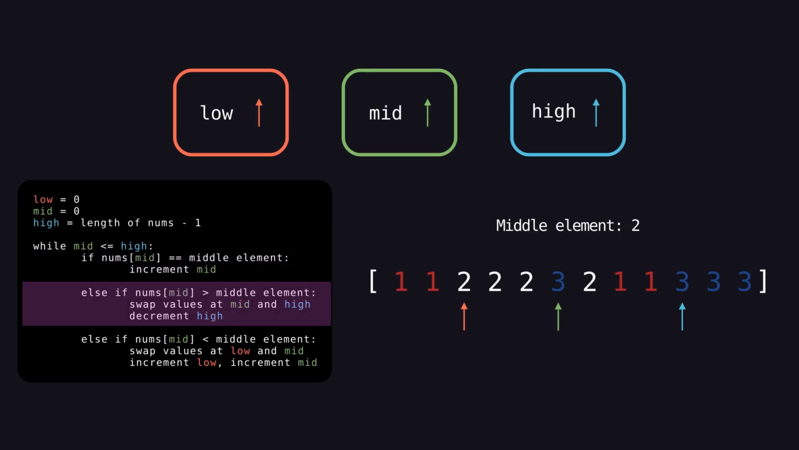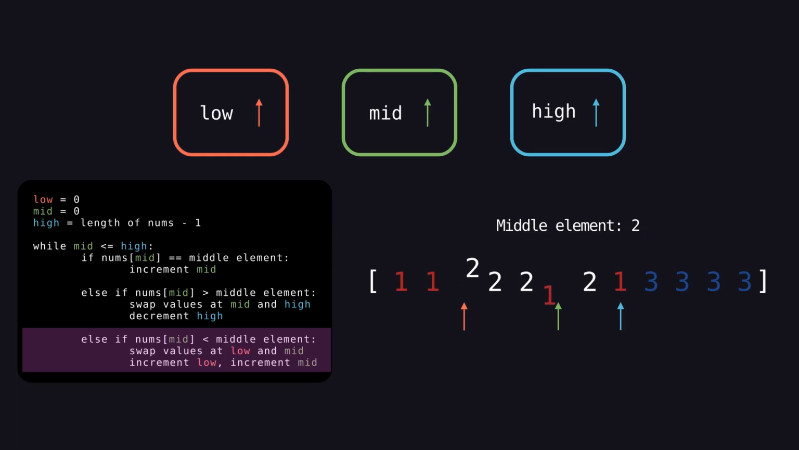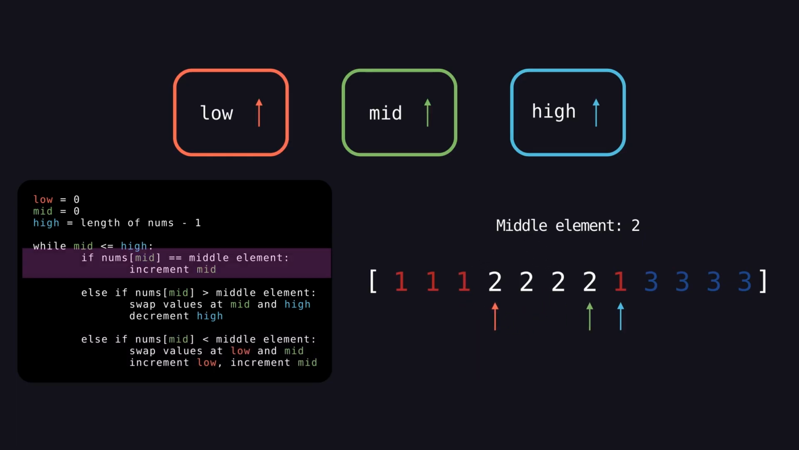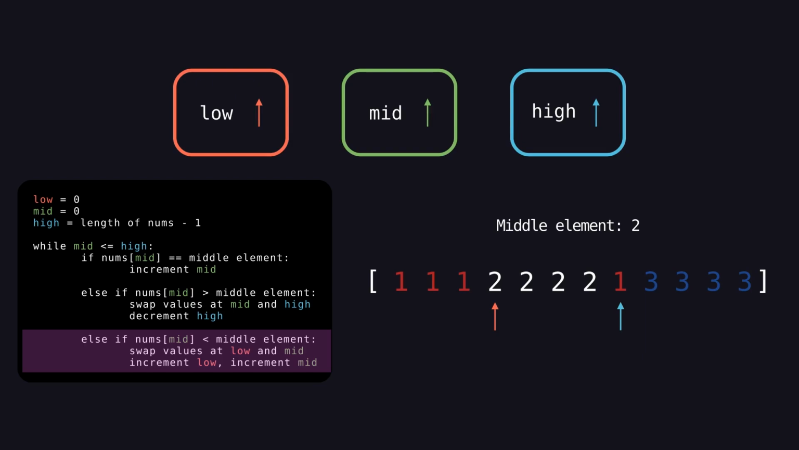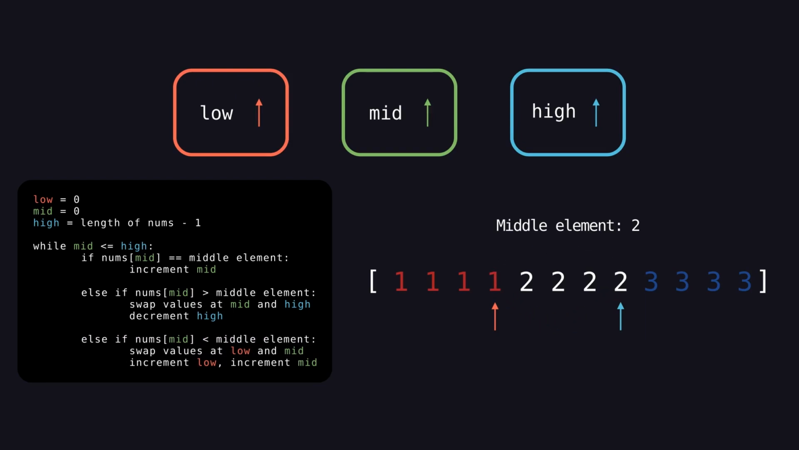Mid is pointing to 3, so swap with high and decrement high. Mid is pointing to 3 again, so swap with high and decrement high. Mid is pointing to 1, so swap the elements at low and mid and increment both low and mid. Mid is pointing to 2, the middle element, so increment mid. Finally, mid is pointing to 1, so swap the elements at low and mid. Now the algorithm is complete because the mid and high pointers have met, so we are done.